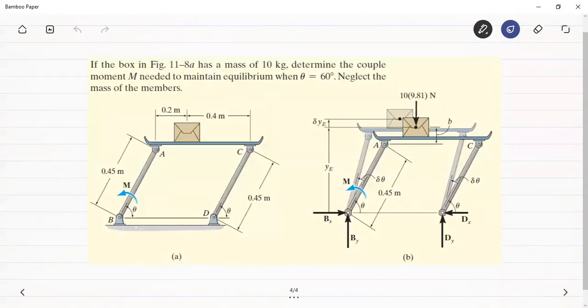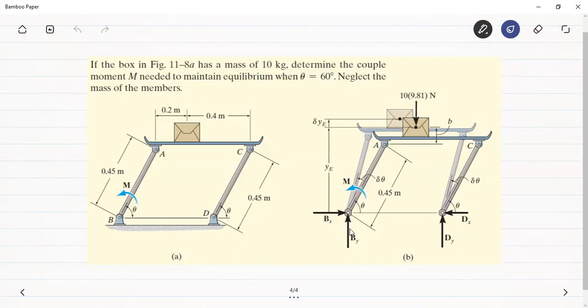So let's see one more question. If the box has a mass of 10 kg, determine the couple moment m needed to maintain the equilibrium when theta is equal to 60. Okay, it's quite simple question. Again, the points B and D are hinged. Therefore, in the free body diagram shown here, there will be the reactions, but they won't be creating any virtual work. And we can see that this moment has been shown in the anti-clockwise direction.